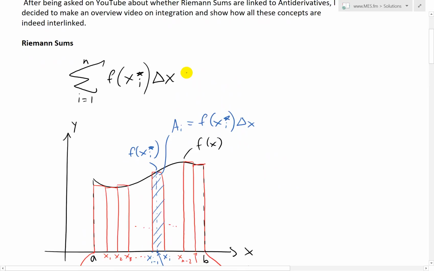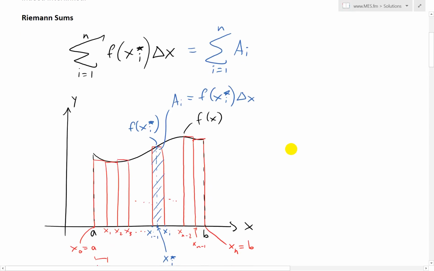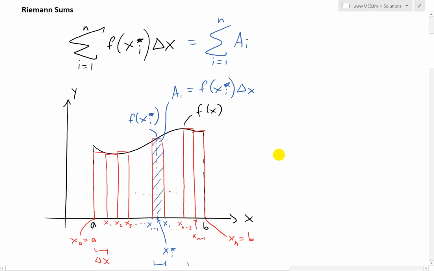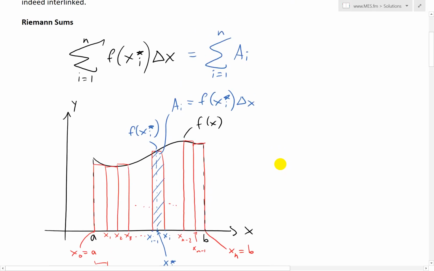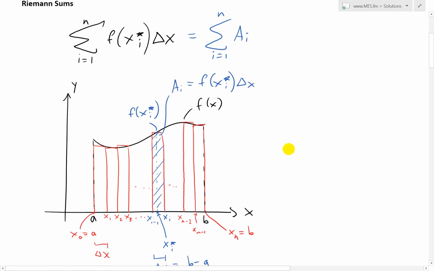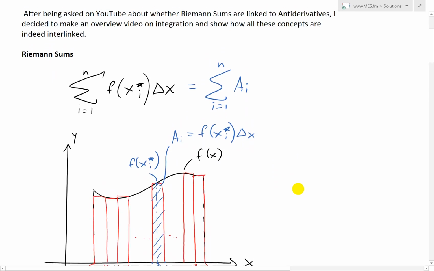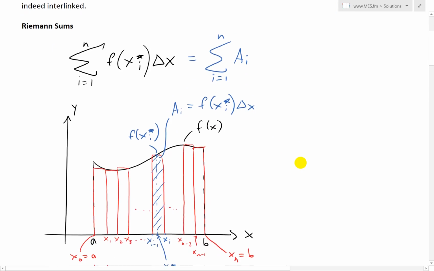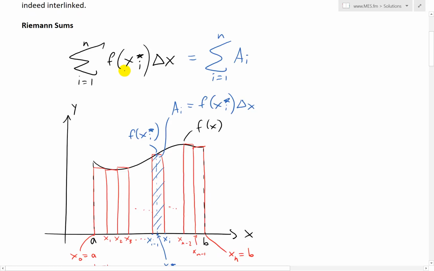And in other words, I'll keep it in blue, you could write this as a summation of i equals 1 up to n of A i, or the area of this generic rectangle, summed up to n total rectangles, and that's what this f of x i star is.